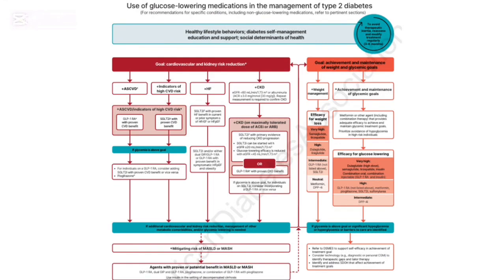Overall, the diagram demonstrates the evolution of modern diabetes management from a glucose-centered approach toward a comprehensive cardiorenal metabolic strategy. Current treatment decisions prioritize protection of the heart and kidneys, prevention of long-term complications, weight management, and improvement of overall patient quality of life, rather than focusing exclusively on blood glucose reduction alone.